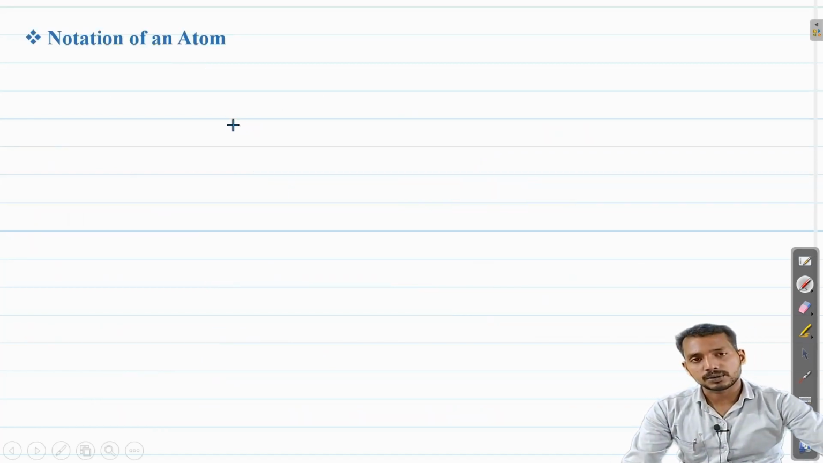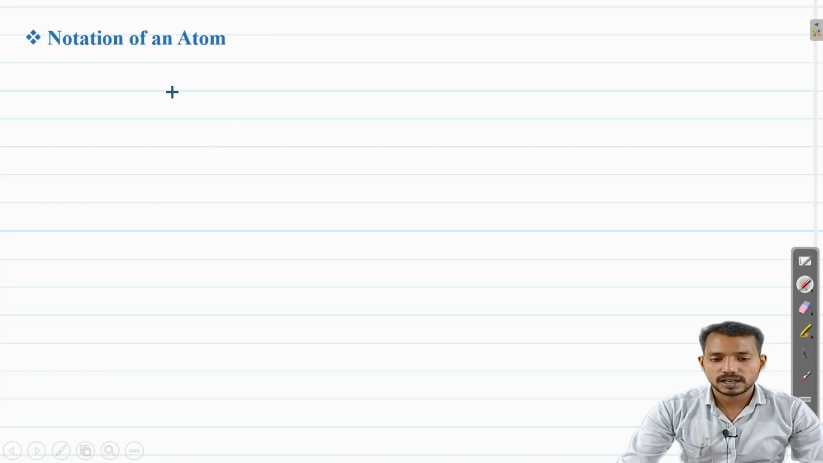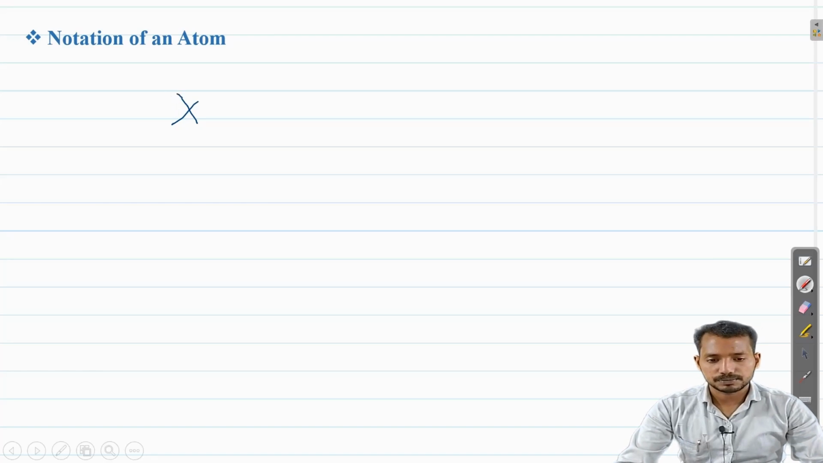How to notate an atom in terms of mass number and atomic number? For that, we will keep the symbol of the atom as X. Okay, symbol. Then the mass number we will write on the top left of the symbol.